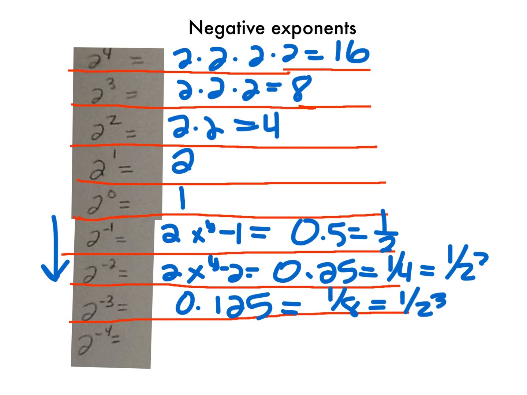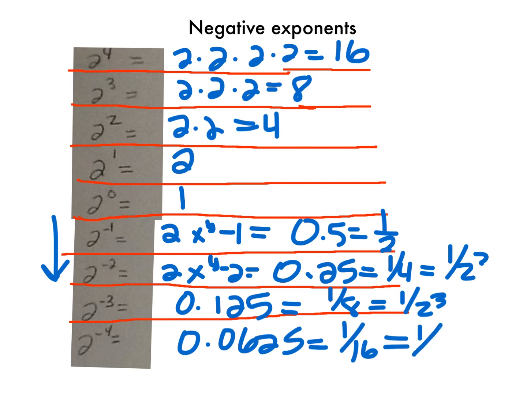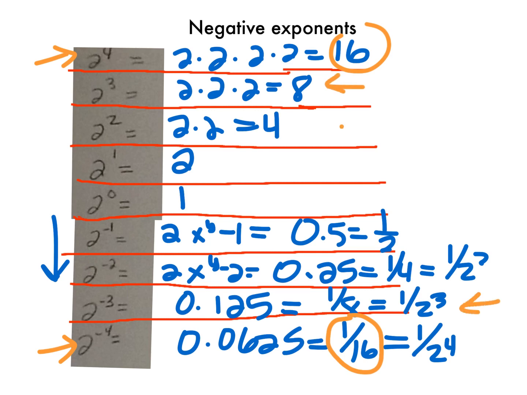So the next one happens to be 0.0625, which happens to be 1 over 16, which happens to be 1 over 2 to the 4th power. Observations here: look here, I got 16 and I've got 1 over 16. So I've got to the negative 4th power and I have to the 4th power. I have 8 and 1 over 8. I have 4 and I have 1 over 4, etc. And notice that the exponents are going to the bottom. They were negative exponents to begin with, and now they're positive exponents at the end.